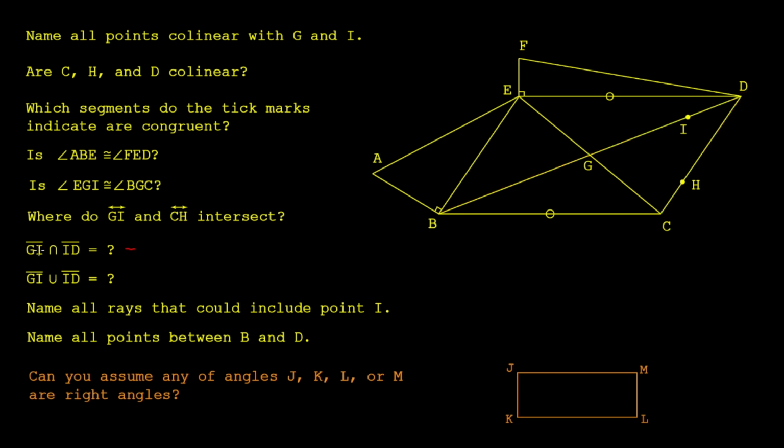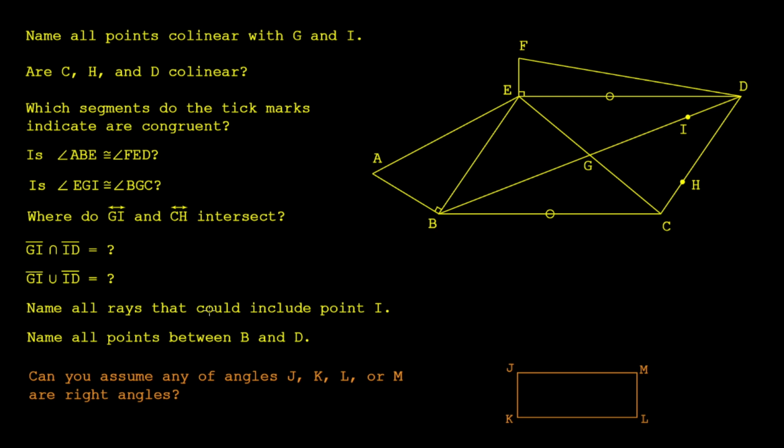Next, what is the intersection of line segment GI and line segment ID? GI is there, ID is there, and the intersection is point I right there. Now, what is the union of GI and ID? So it's the same two line segments, GI and ID. This time it's the union, so one or the other or both. So this would be line segment GD.